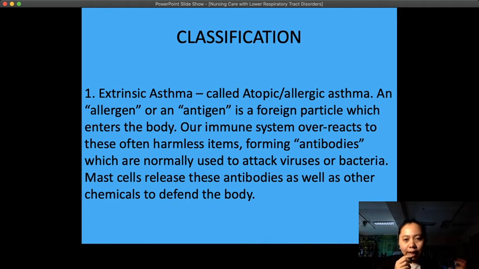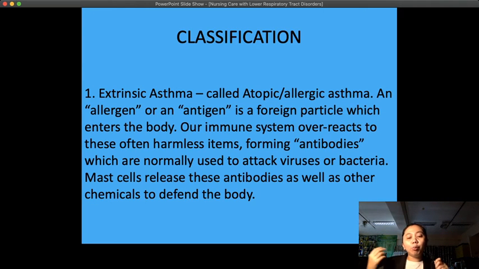So we have the extrinsic asthma or the atopic allergic asthma. Our immune system overreacts to these often harmless items, forming antibodies which are normally used to attack viruses or bacteria. So mast cells release these antibodies as well as the chemicals to defend the body. So antigen, or allergen. Pagpasok ng allergen sa katawan mo, your body will form antibodies para mag-fight ng virus or bacteria. Okay, so extrinsic, from the word extrinsic, outside.